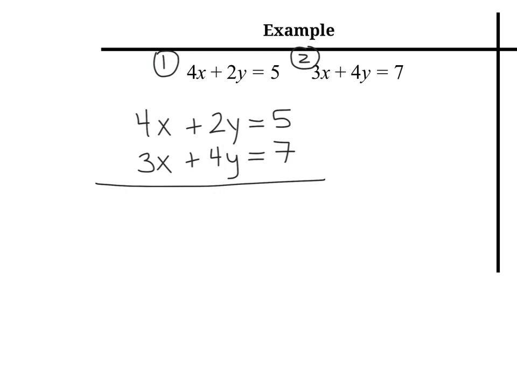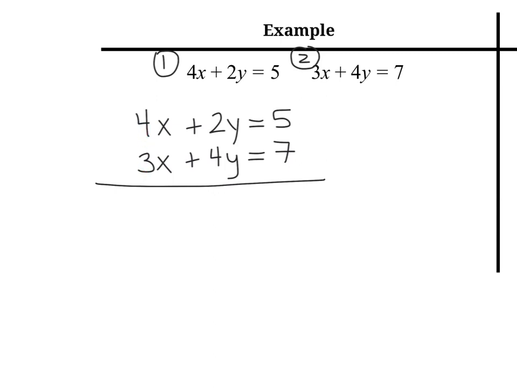I've numbered my equations as number 1 and number 2, and I've rewritten them and stacked them on top of each other. So now when we actually look and compare our x's and y's to each other, we see that there are different numbers or values in front of each variable. So in the first equation, there is a 4 in front of the x, but in the second equation, there's a 3 in front of the x. So we've got mismatched values for our x's.